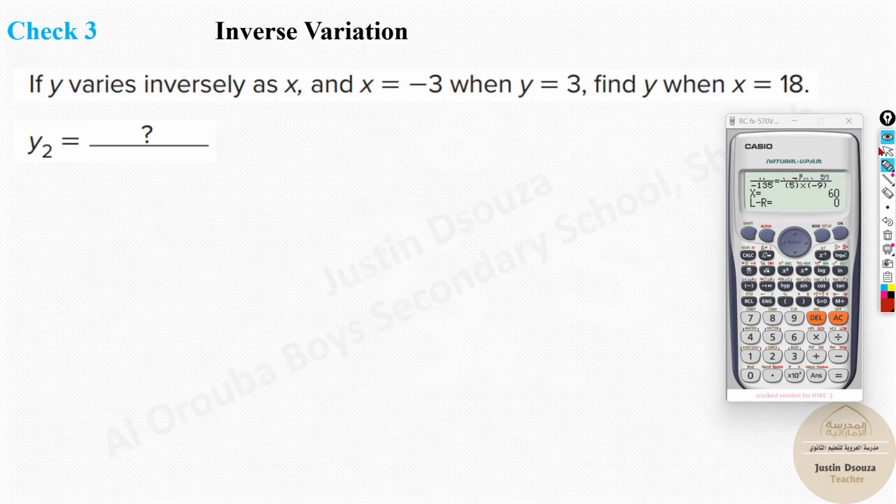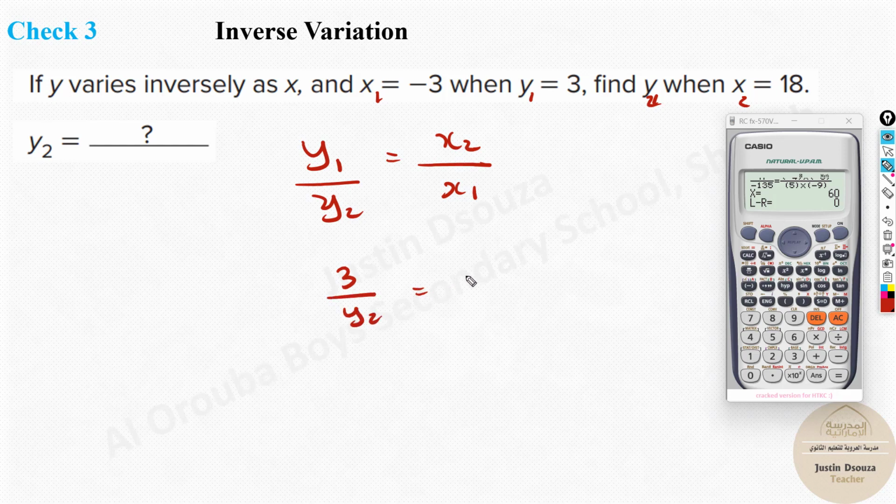I hope at least some of you have tried it. Now I'll continue over here. So they have told y varies inversely. So y1 equals 1 by x1. But since there are two quantities, I'll write y2 and over here it will be x2. All you need to do is substitute. This is x1 when y1, x2 when y2. So x1, y1 is given as 3 divided by y2 is to be found out. That is equal to x2 is given as 18 divided by minus 3.